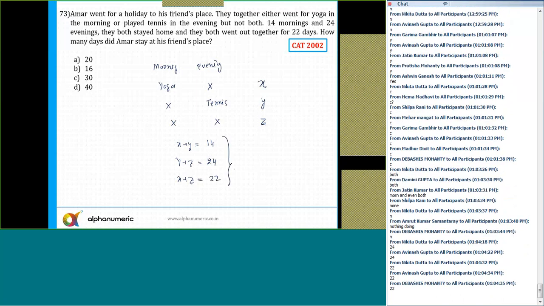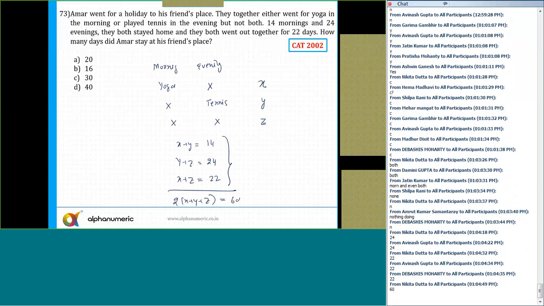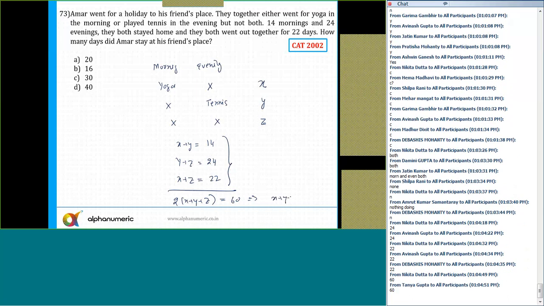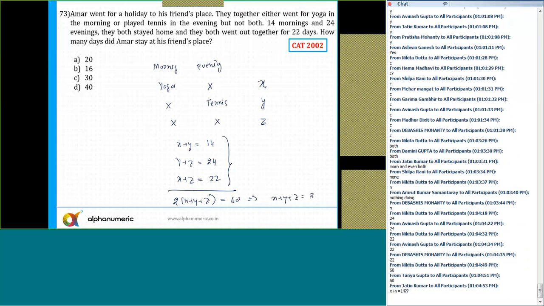Add these three equations. I get twice of X plus Y plus Z, that is equal to 14 plus 24 plus 22. What is 14 plus 24 plus 22? That will be 60. So from here I get X plus Y plus Z, which is equal to 30. So the answer is 30, which is option number C. That's right. A very standard question.